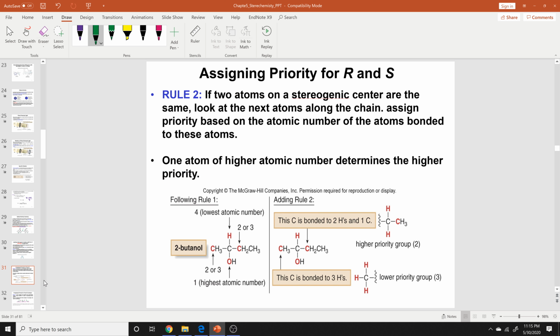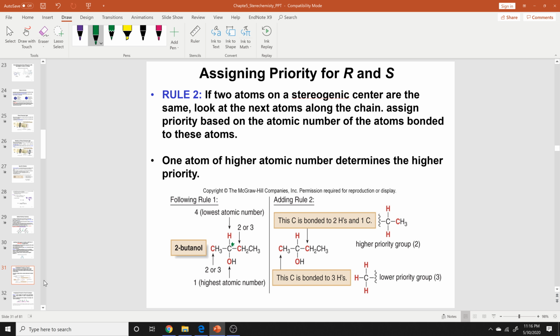Now, the second rule is if 2 of the atoms on the stereogenic center are the same. So let's say, for example, I am looking at this chiral center. It does have 4 different groups around it. It has a hydrogen, it has a CH3, it has an OH, and it has an ethyl group. All of them are different, so this is going to be a chiral center. So this is my first step.